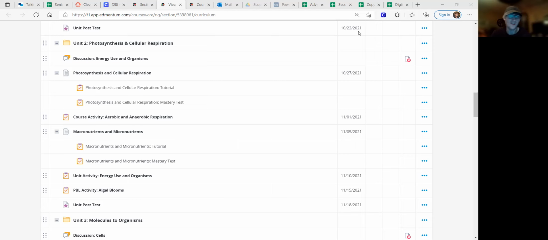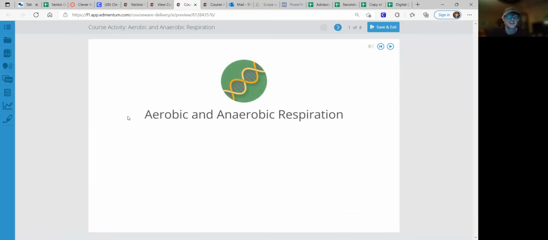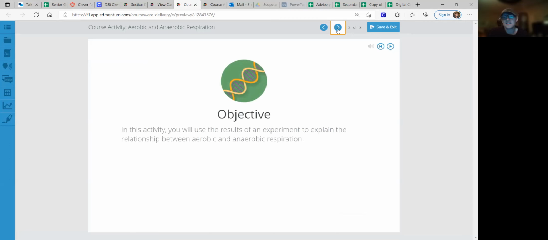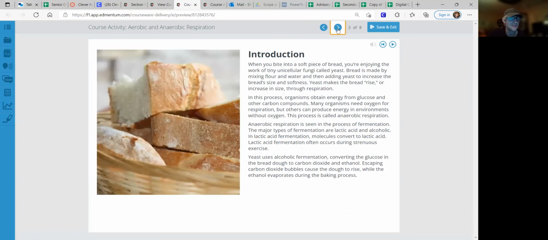So here we go. The first one in Unit 2, course activity, aerobic and anaerobic respiration. Let's check it out. In this activity, you will use the results of an experiment to explain the relationship between aerobic and anaerobic respiration. It's a science class, so obviously we're going to talk about experiments and what the results of experiments can tell us about the natural world.